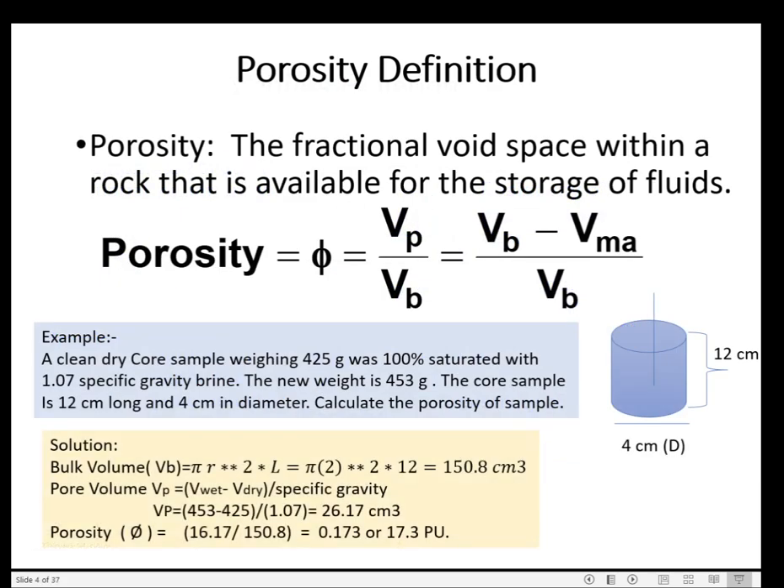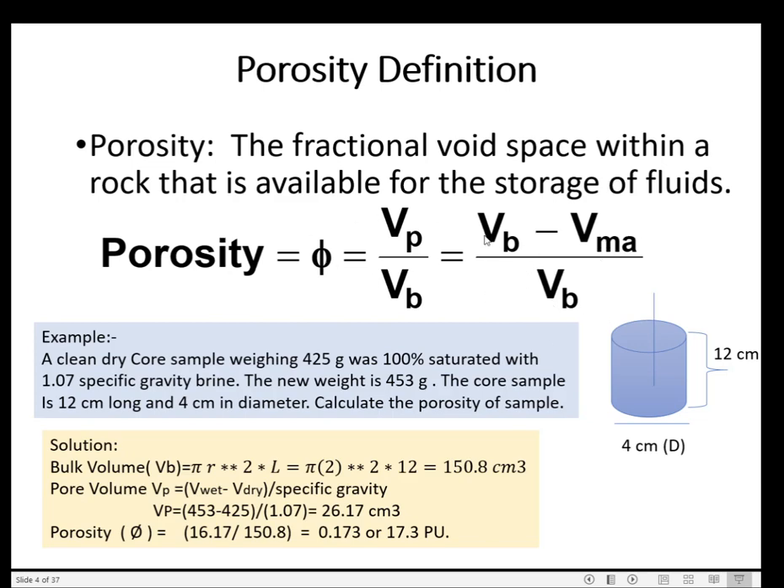So what is the porosity definition? The porosity definition is very simple. It's just the void space divided by the bulk volume. It's a ratio between the void space and the bulk volume. So what is the void space? It is the bulk volume minus the matrix volume, divided by the bulk volume.